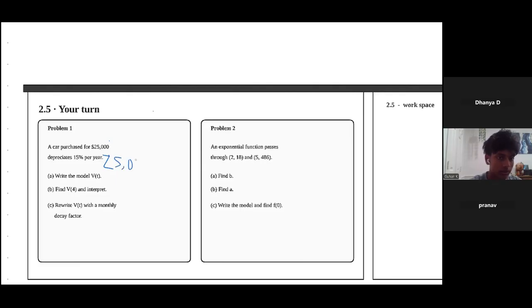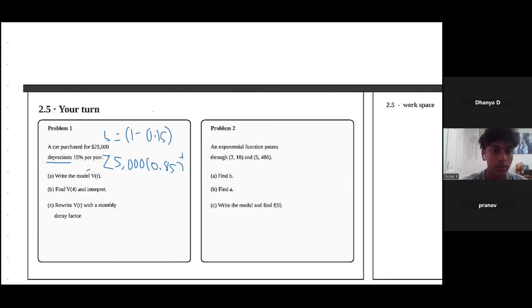So 25,000, and then depreciates, underline that. That means decrease, 15% a year, which means our B value is going to be 1 minus 0.15. We got 0.15 because 15% in decimal, which is 15 divided by 100, is 0.15. Then we subtract that from 1, and it's going to be our B value, which is 0.85, and then to the power of t. Just like that, we did part A.